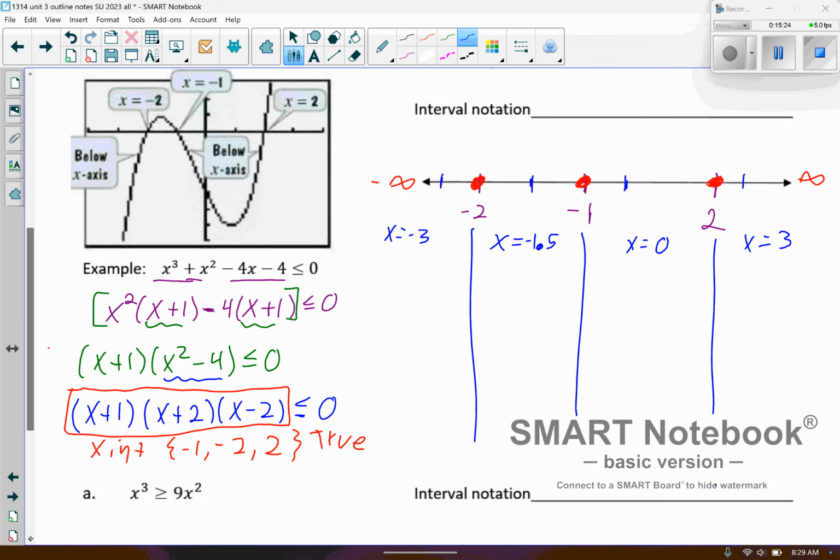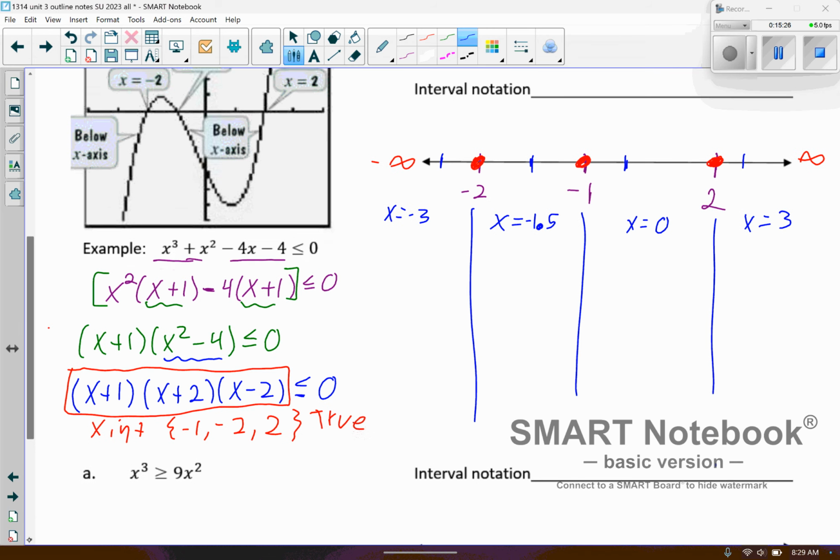So let me come down here a little bit. Okay, so we'll start with -3. Once again, I'm not going to have a lot of room, so I'm just going to have to do this first part in my head where I plug it in.